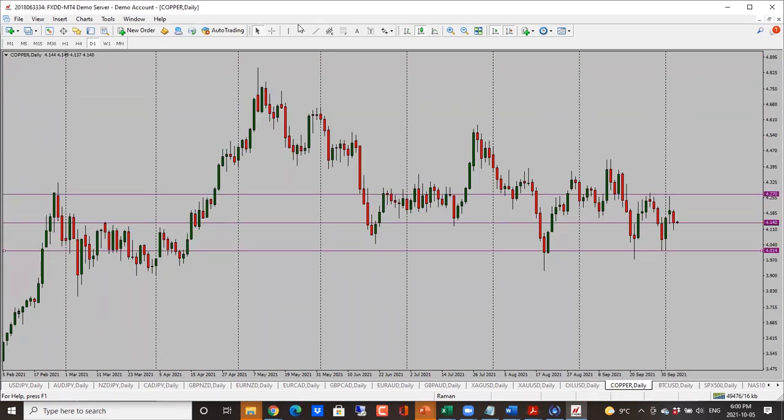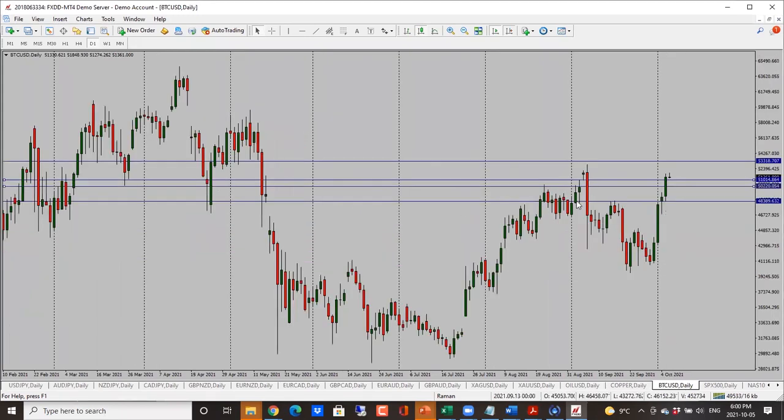Copper did drop off as expected here. Now overall though, price is still trading in a range. So we could see a further drop here towards our support level. The next target here is 4.08. So bearish bias here within the range for copper.